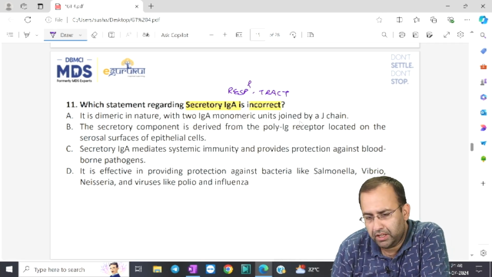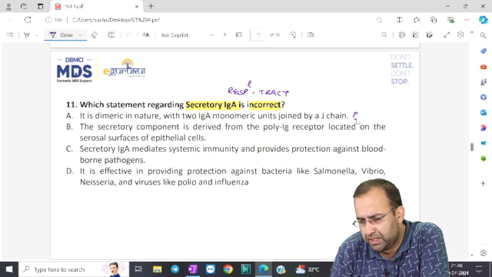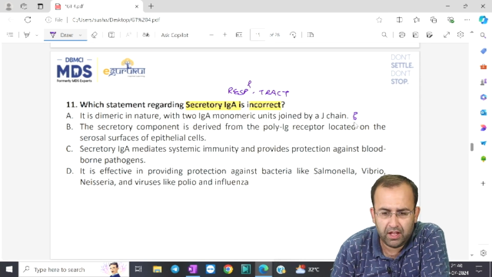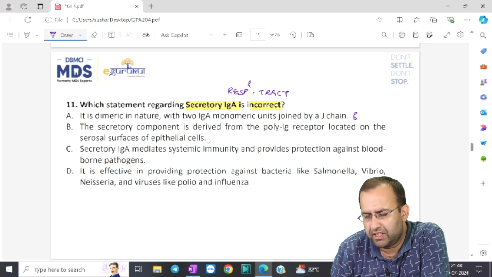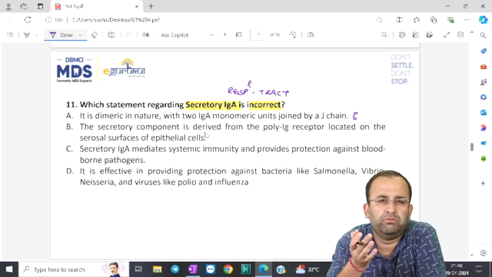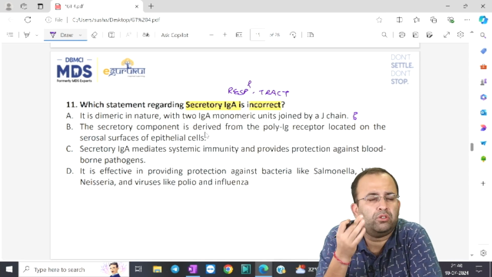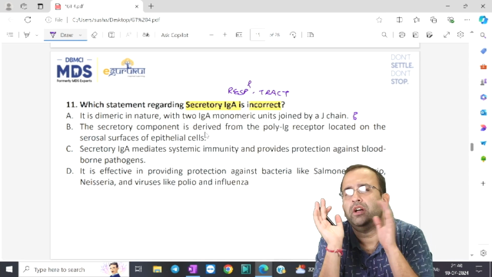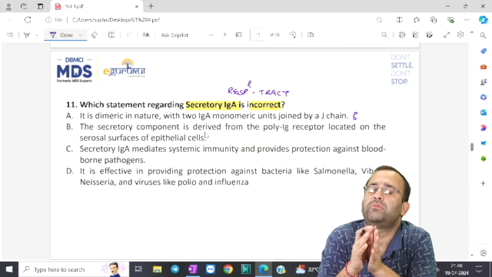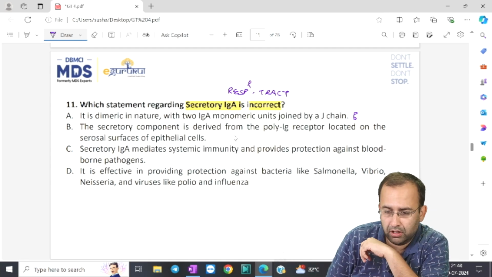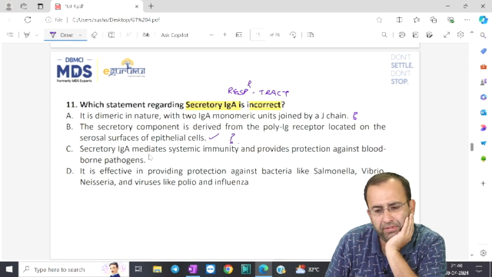It is dimeric in nature with 2 IgA monomeric units joined by J chain. I don't even know what it means. Let's put a question mark. I don't know. Secretory component is derived from poly Ig receptor on serosal surface. Okay, it seems fine on reading. See, I am saying it this way because when you are sitting in the paper, your thought process is not to increase your knowledge or knowing 100% stuff. It is about marking the right answer. And such thought process is the one that gets you the top rank. It seems fine on reading, if something is wrong we will see, let's put a question mark.